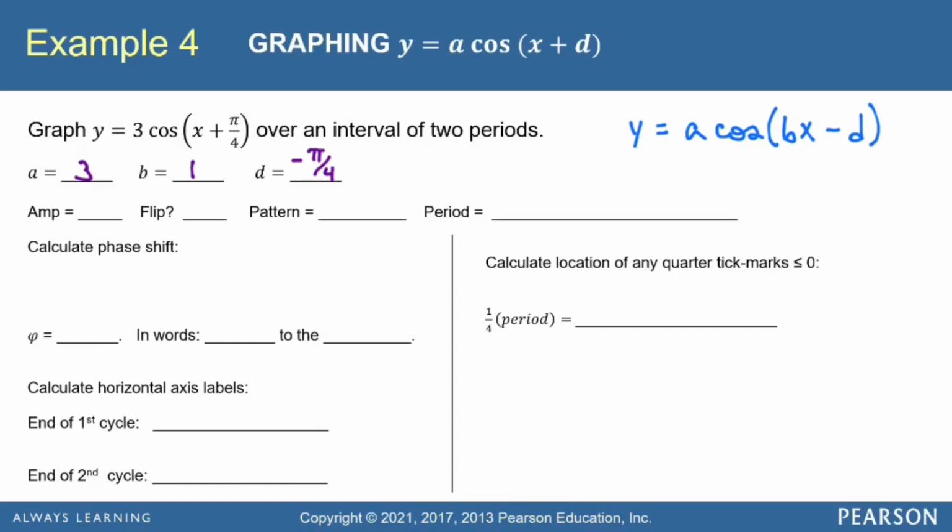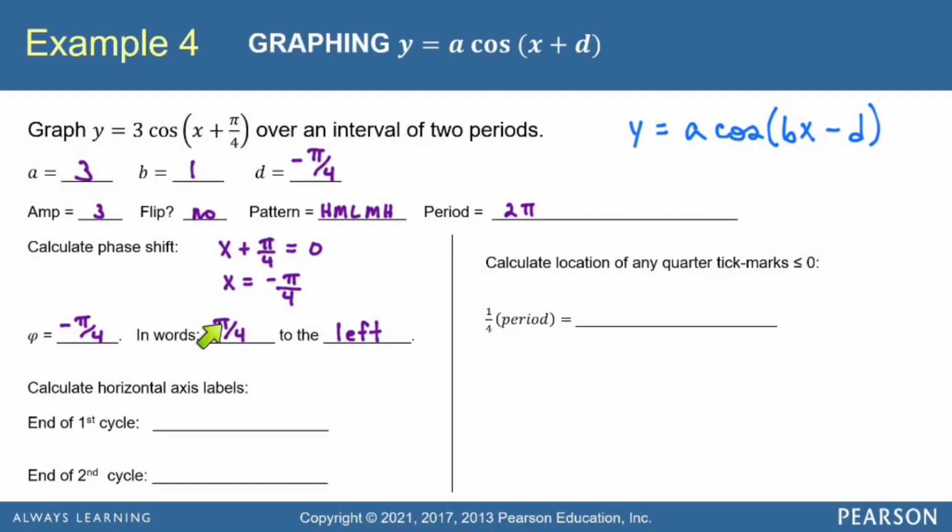Okay, now carrying on. Amplitude we know is going to be 3 with no flip. This is a cosine graph with no flip, so the pattern will be high, middle, low, middle, high. And the period is 2 pi over b, but b is 1. So 2 pi over 1 is just 2 pi. Now to calculate phase shift, we take what's in parentheses, x plus pi over 4, and we say that's equal to 0. So when we solve this, we come out with x equals negative pi over 4. That means our phase shift is negative pi over 4. And in words, that means that the phase shift is pi over 4 radians to the left.